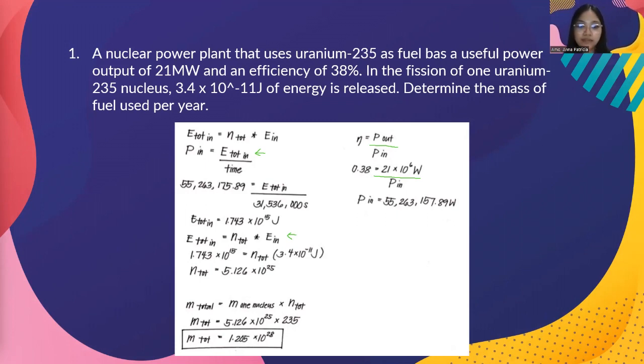So now that we got our total number of nuclei, we can use the formula. The mass total is equal to the mass of one nucleus times our total number of nuclei. So the mass of one nucleus, as I said earlier, is our 235. That's the U235 times your total number of nuclei, which is 5.126 times 10 to the 25. So our total mass is 1.205 times 10 to the 28. So that will be all for question number 1. Thank you.